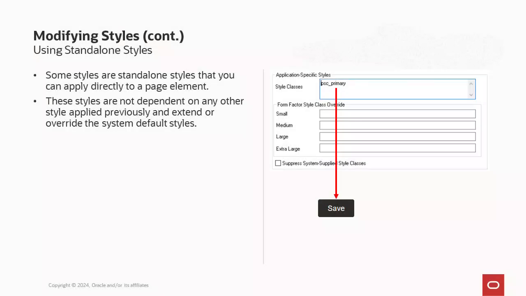Some styles are standalone styles, meaning that they can be applied straight to a control and take immediate effect. These styles don't require a specific construct or structure with a set of styles laid out in a precise order for the styling to take effect. In this example, the PSC primary style has been added to the Save button to extend the system default styles. The PSC primary style is a delivered style that is used to indicate the primary action button on a page so that it is easily seen by users.